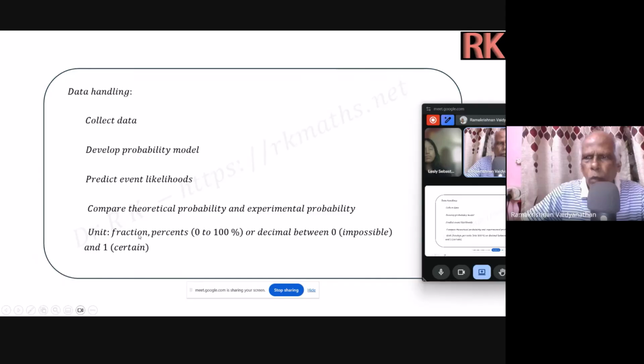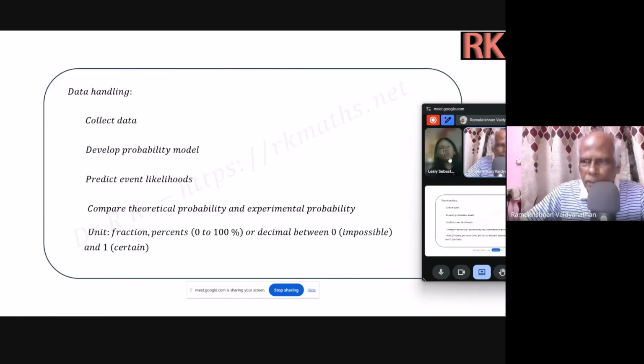And then the unit for probability is either fraction or percent. Fraction means 1 by 2, 2 by 3. Numerator will be less than the denominator. The value of the fraction should always be less than or equal to 1. Or percentages. Multiply by 100, you get percent. Or the decimal between 0 to 1. Both are same, fraction or decimal.